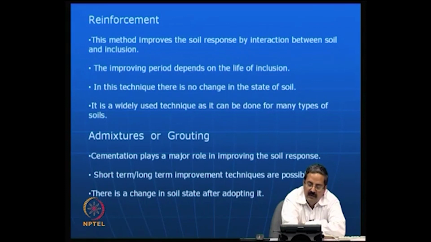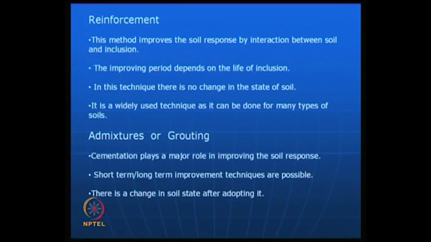Actually, the improving period depends on the life of the inclusion. One can use temporary reinforcement and permanent reinforcement. For example, geogrids are permanent reinforcement, whereas materials like jute geotextiles are biodegradable. In some particular projects with the Central Roads Institute, it has been possible to use coir jute geotextiles for construction of an embankment.